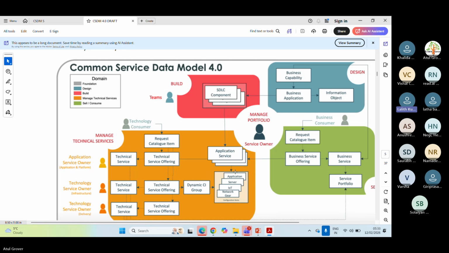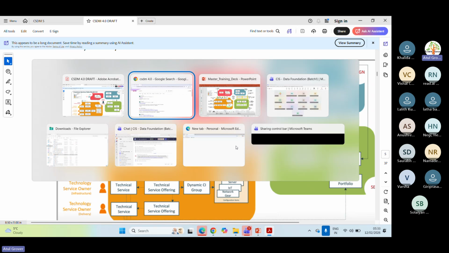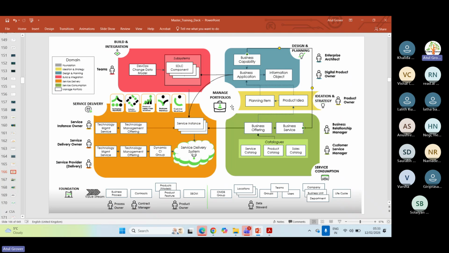Oh, my understanding was that the whole CSDM framework is implemented using CMDB. Now, CMDB is supporting this part. So when we go into the discussion of 5.0, then you will come to know how I can say that this is going to be a component supporting these services.